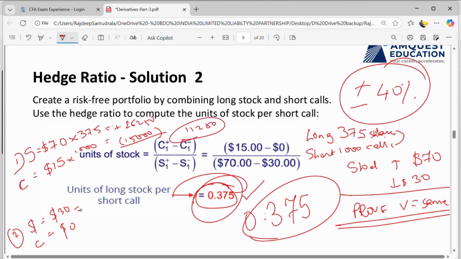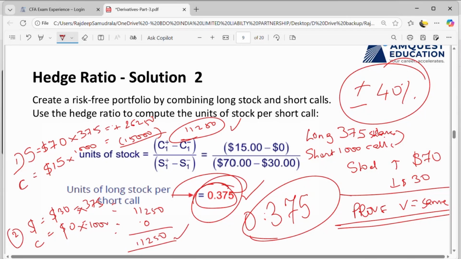Now come to the second scenario. At $30, how many shares did you have? 375. So that comes to 11,250. But at 0, you sold 1000 calls, so how much is it? 0. Answer 11,250. Answer same. Right or wrong? Yes, sir. Clear? Perfect.